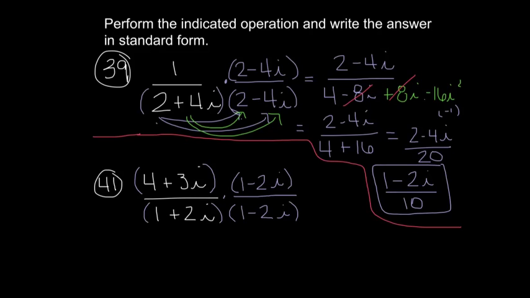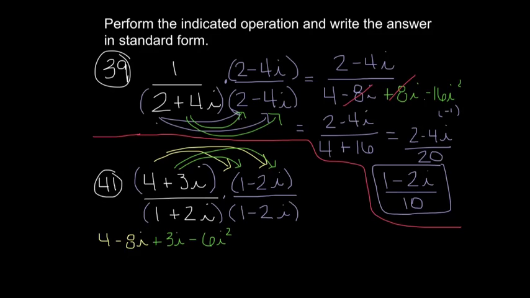When I go to distribute in the numerator, I'll take that 4 and multiply it by each term. So 4 times 1 is 4, and 4 times minus 2i is minus 8i. Then I'll take that 3i and distribute it to each term inside that second set of parentheses. So 3i times 1 is plus 3i. 3i times minus 2i is minus 6i squared. All of that is over what I get when I multiply the denominator out.